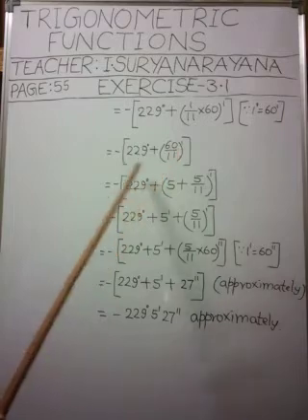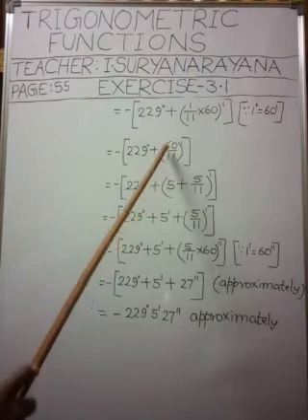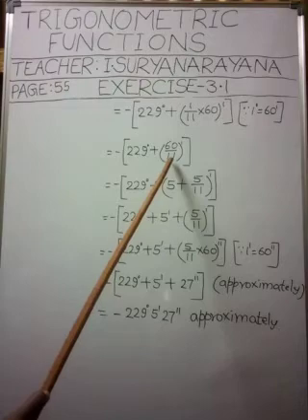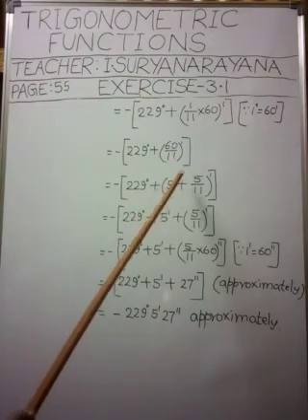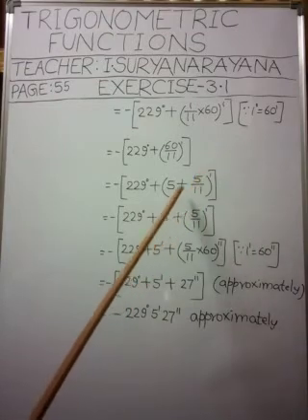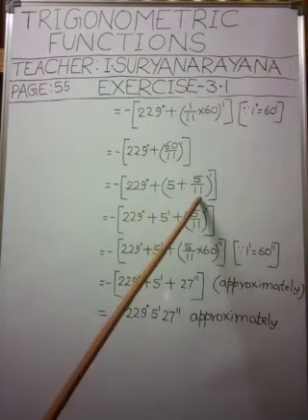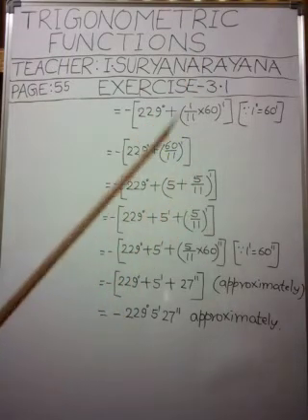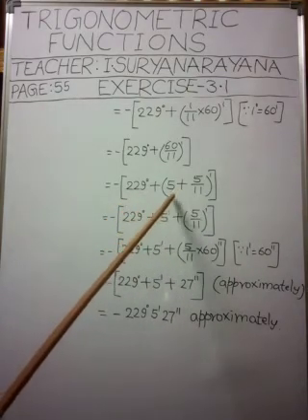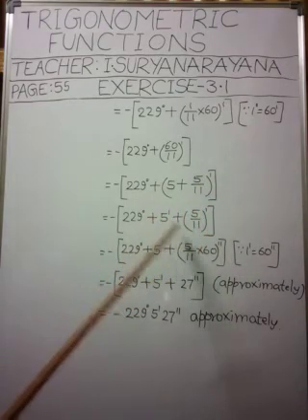That is equal to minus of 229 degrees plus, again it is an improper fraction. We have to convert it into a mixed fraction. So then we get 5 plus 5 by 11 minutes. Understood this part? We converted this improper fraction into a mixed fraction. That is equal to minus of 229 degrees plus 5 minutes plus 5 by 11 minutes. Understood this step?